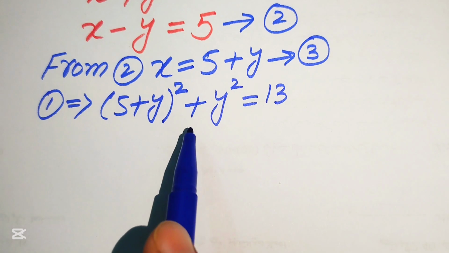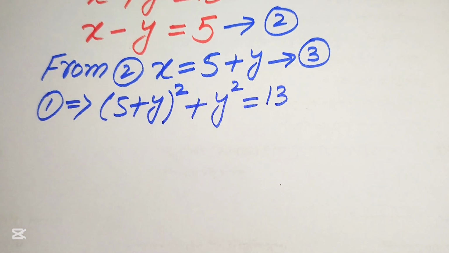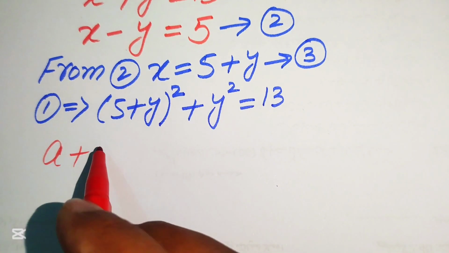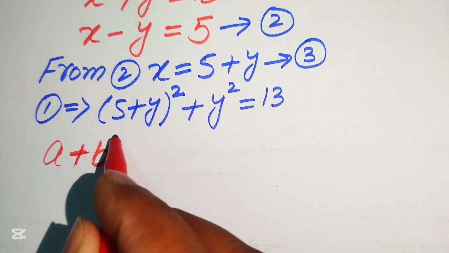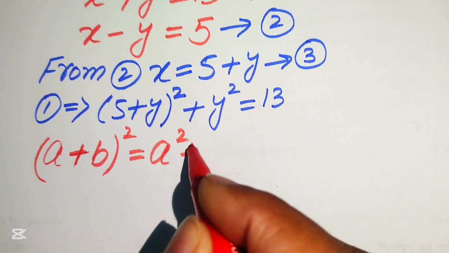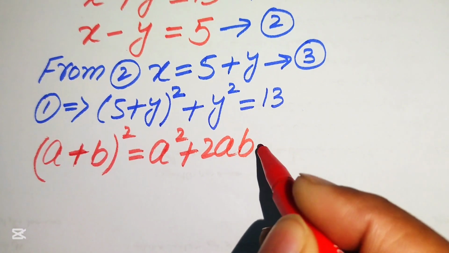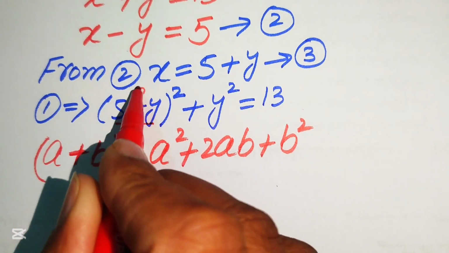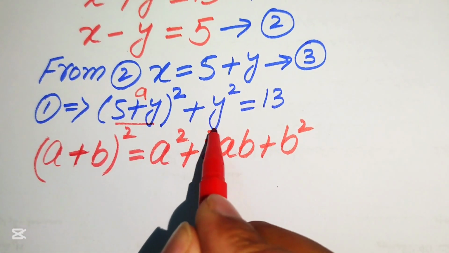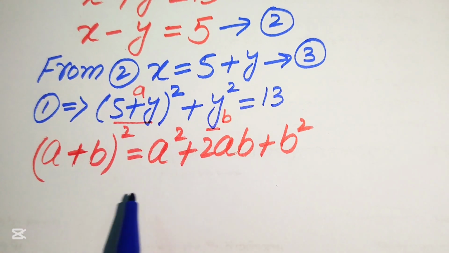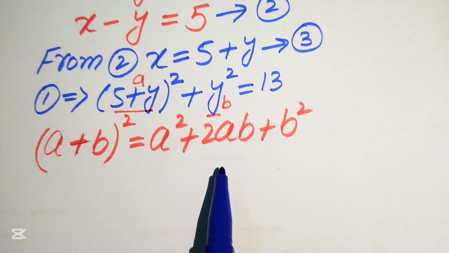So here, we will apply the nice square identity. You know that if we have a plus b whole square, it equals a square plus 2 times ab plus b square. So if you focus here, the value of a is 5 plus y, the value of b is y only. So we need to just substitute the values of a and b in the right hand side of this formula.